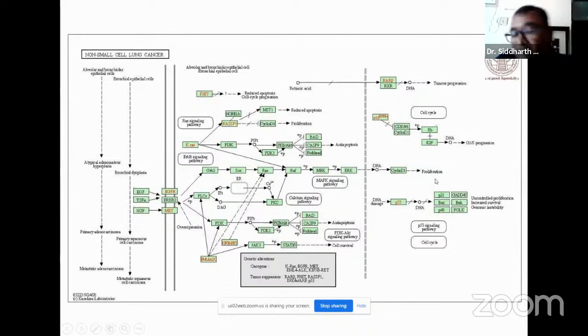So basically you are stopping the cells from multiplying, and it is going to block only those EGFR molecules which have this mutation. It will not block a normal EGFR molecule, right? That's why it is targeted therapy, because it is targeting the cancer cells specifically, right?